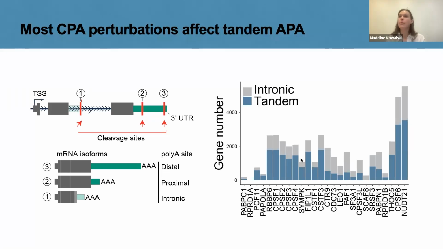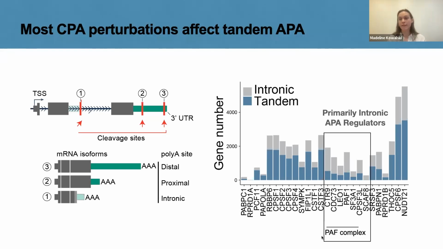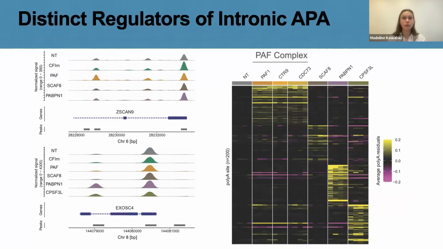There's both variance in the number of genes that are affected, but also in what type of APA. We found that the majority of genes tended to cause primarily tandem APA in this darker blue color. However, we also identified a subset of perturbations that tended to induce changes in primarily intronic APA. And we found that this set of genes was very interesting. Strikingly, all of these regulators of intronic polyadenylation that we identified have been previously shown to interact with RNA polymerase. And this is in line with previous observations that intronic polyadenylation is related to the rate of transcript elongation.